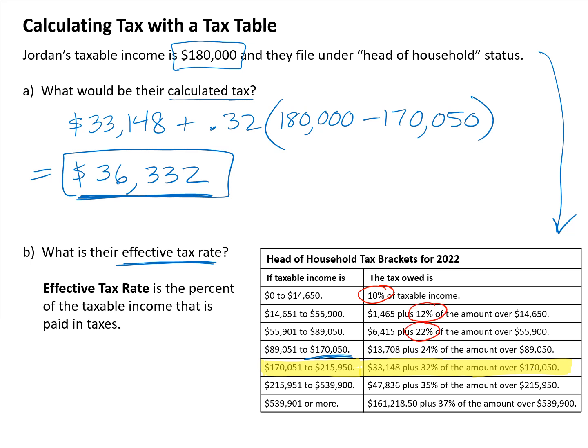Jordan's effective tax rate, though, remember Jordan was being taxed 10% on part of their income, 12% on part of their income, 22% on part of their income, and 24% on part of their income. So their effective tax rate is going to average that up in some ways. Now, it's a weighted average, so it's not a precise average. So what we do to calculate the effective tax rate is we simply take the tax that Jordan has to pay and we divide it by their taxable income. So if I do that, $36,332 divided by $180,000, we get approximately 20.2% as an effective tax rate. So as a weighted average, Jordan has paid about 20.2% in tax.